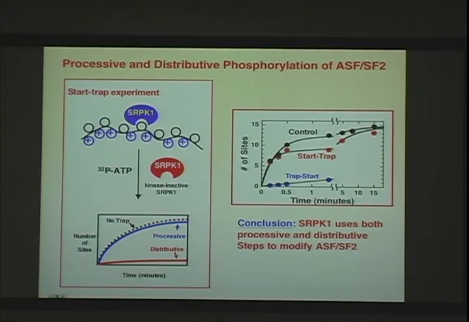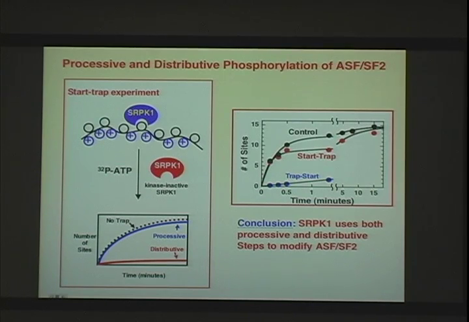What we found was that this inactive kinase could slow the reaction down, but only after about 8 steps happen. This is a typical type of reaction you'll see with this SR protein. You have this rapid phase over in about a minute or two, and then a slower phase where about 3 additional sites are put on. So this suggested that this kinase would work in a processive manner over some sites and then in a distributive manner over other sites. And this just shows that the trap was actually thermodynamically functioning. We've also shown that it's kinetically functioning as well.